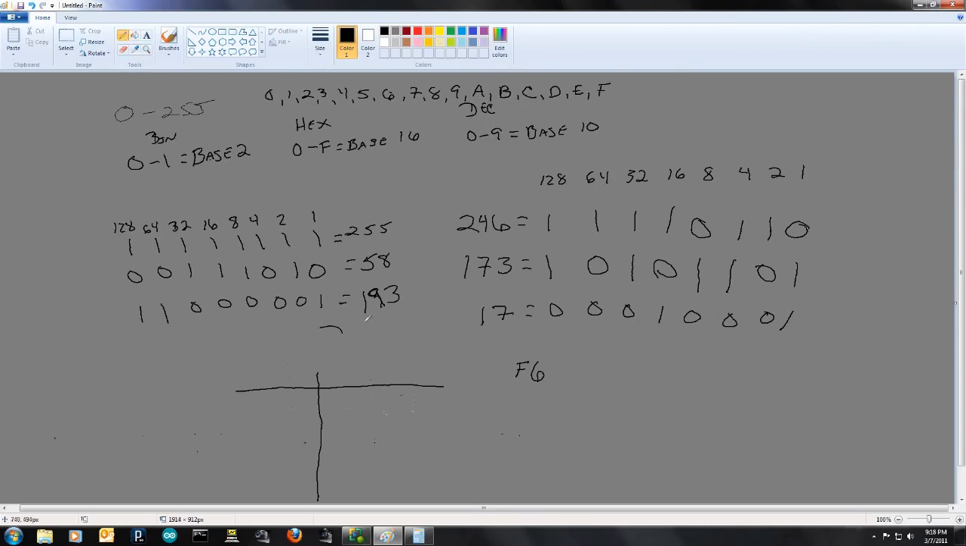Okay, now here's where it can get a little confusing with hexadecimal. We're actually going to do 129. So let's do a little more magic. Let's get rid of 58 here.